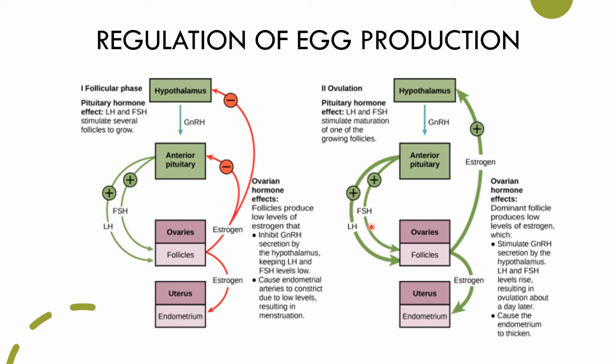The more that the hypothalamus gets the right amount of estrogen, it will also increase its yield of the gonadotropin releasing hormone, affecting the anterior pituitary, and of course the amount of the pituitary hormones affecting the follicles. Okay, so that's how the regulation of egg production happens. So again, remember that it has two phases, the follicular phase and then the ovulation phase.